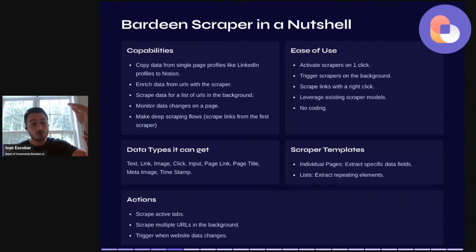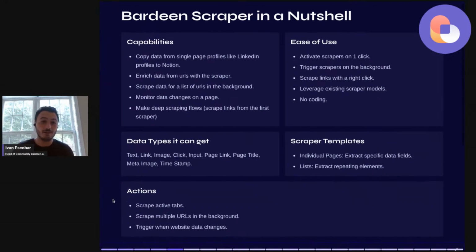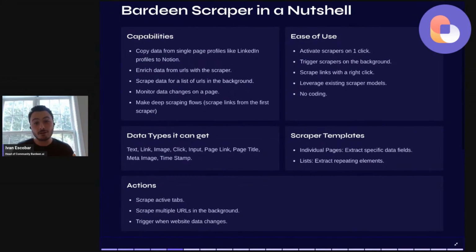So you can also scrape data from not only a single link like we showed you, but also if you have a list of links, you can scrape that in the background, go for a coffee, and when you come back, you will have all your data scraped. You can monitor data changes on a page. So if you're trying to check financial data, or if you want to check if somebody changes their LinkedIn title, things like this, you can monitor with a scraper.